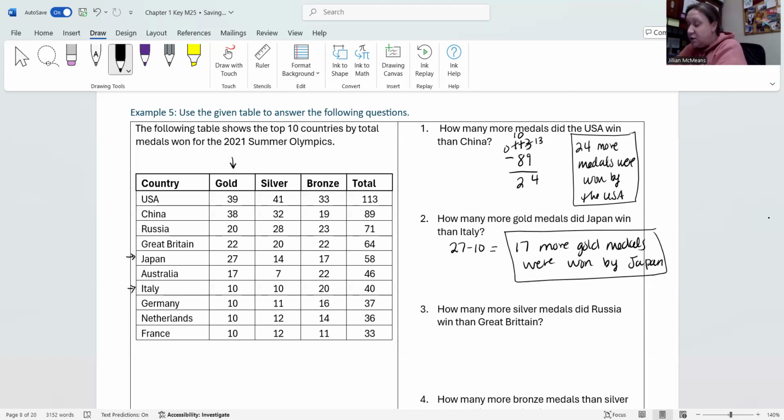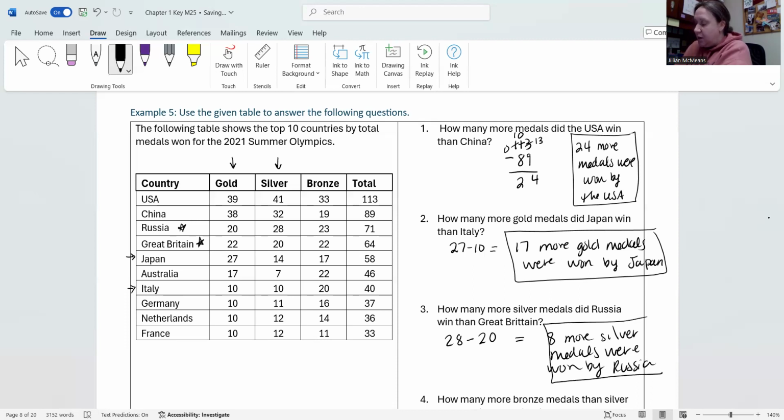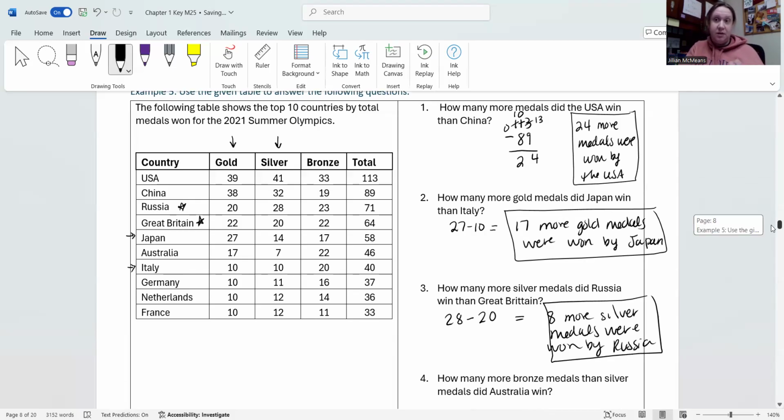Part 3, how many more silver medals did Russia win than Great Britain? So let's go to silver. Let's look at Russia and Great Britain. So it looks like Russia won 28 medals, whereas Great Britain only won 20 when we're talking specifically silver. So we would say 8 more silver medals were won by Russia. Now, you don't have to word this exactly like this, but you do need to make sure you always describe your answers when you're dealing with any type of word problem, whether that's dealing with a chart, a graph, a table, or just a flat out word problem.